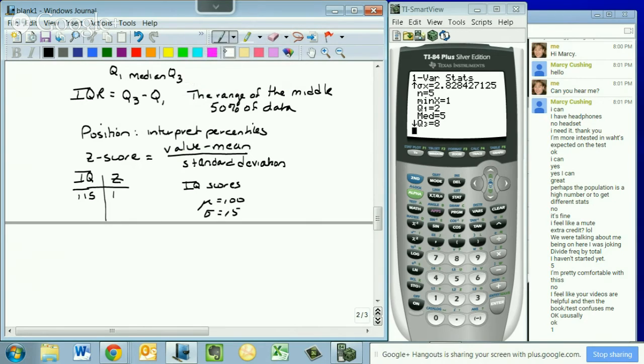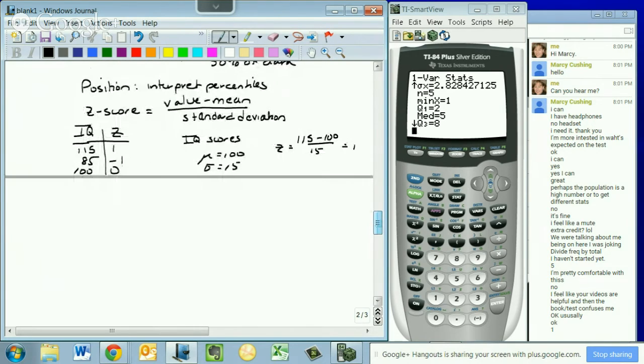If you use the formula here, value minus mean over standard deviation, which would be 1. So if you have values above the mean, they'll have a positive z-score. Values below the mean will have a negative z-score. And values that are right at the mean would have a z-score of 0. So you should be able to calculate those.